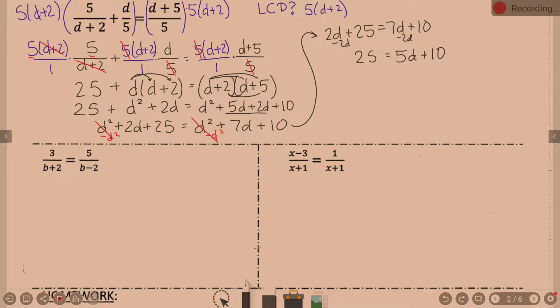Simplify that. Subtract the 10 from the 25. I would have said if it's 5D plus 10, to move the 10 over, we're going to subtract 10. Subtract 10 from the other side. 25 minus 10 is 15, and then equals 5D. That goes with 10. 5 times 3. So we're going to divide by 5. Then you get D equals 3.